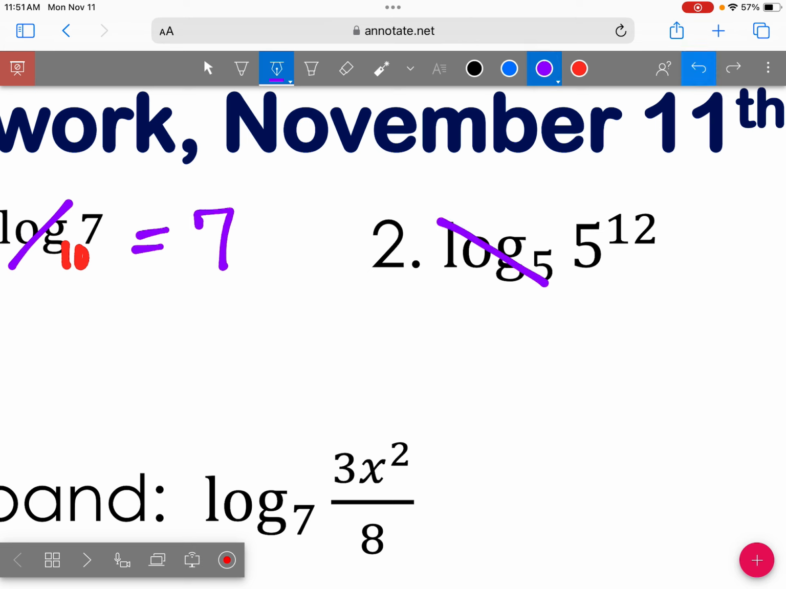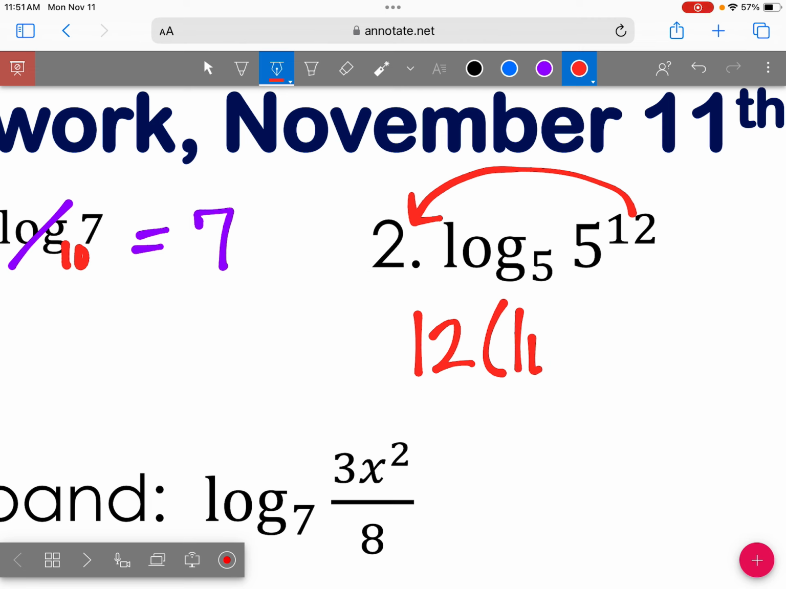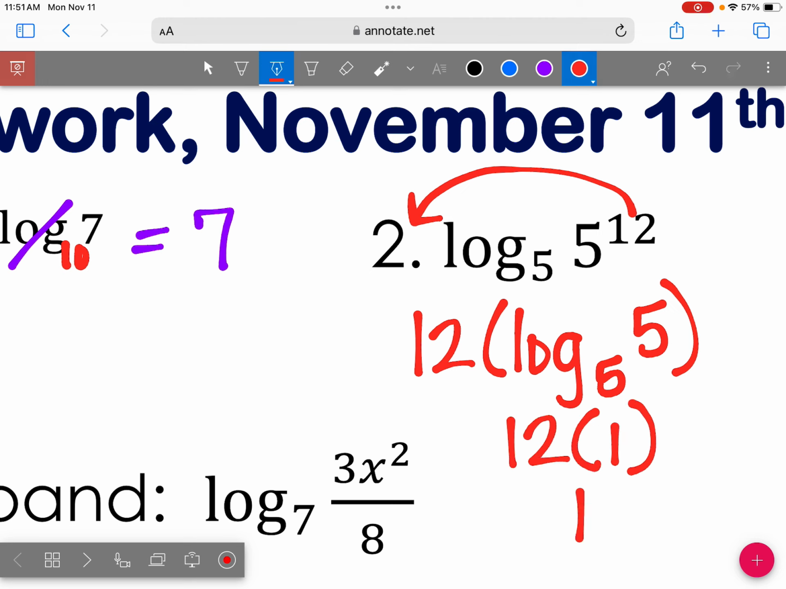So another way to look at that would be, if you move this to the front, you have 12 times log base 5 of 5. So what this is saying is 5 to the what power is going to give you 5. So we know that this parentheses is really equal to 1. And 12 times 1 is 12. So that's the street way.